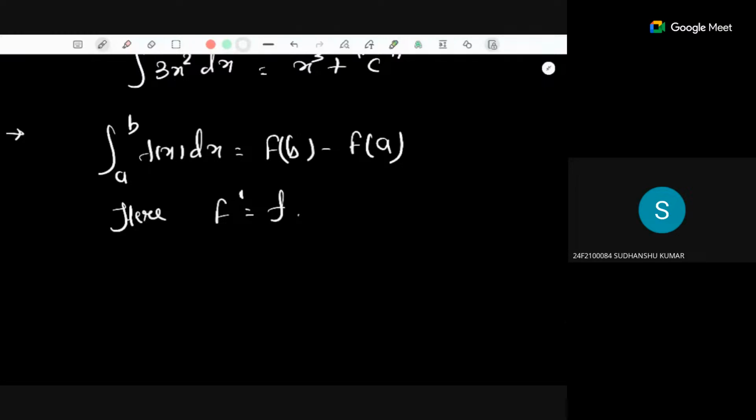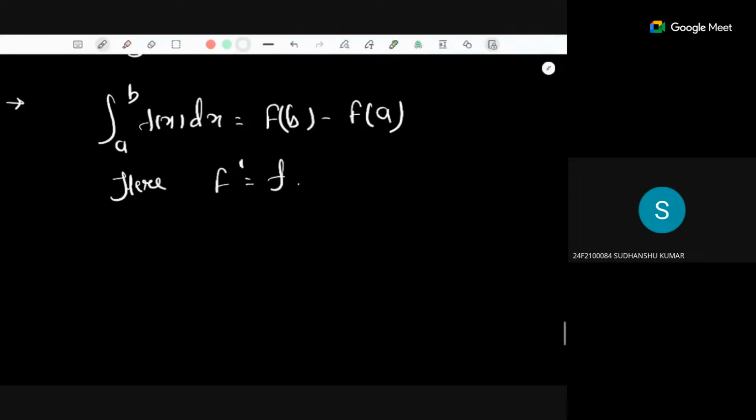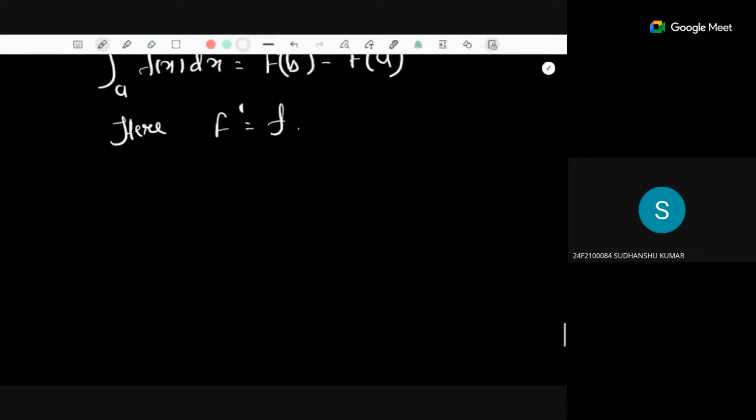Now let's go to some methods. First is the method of substitution, and then we'll go to the method of integration by parts. Both things we discussed already. So substitution means we are substituting a function. We try to simplify our given integration by some substitutions.